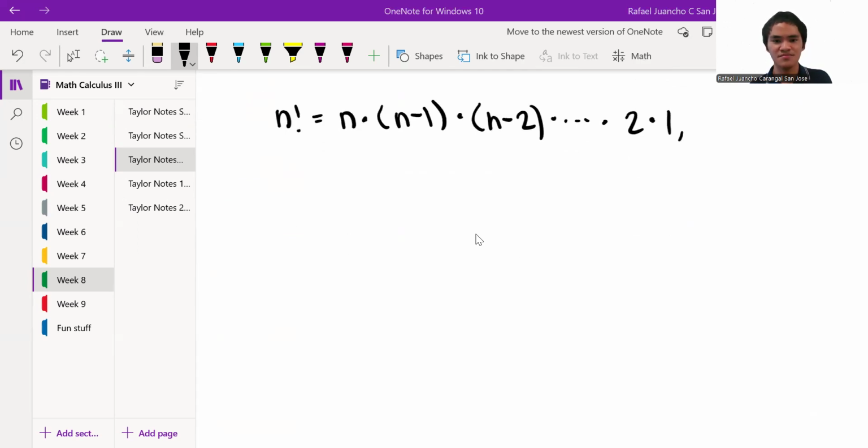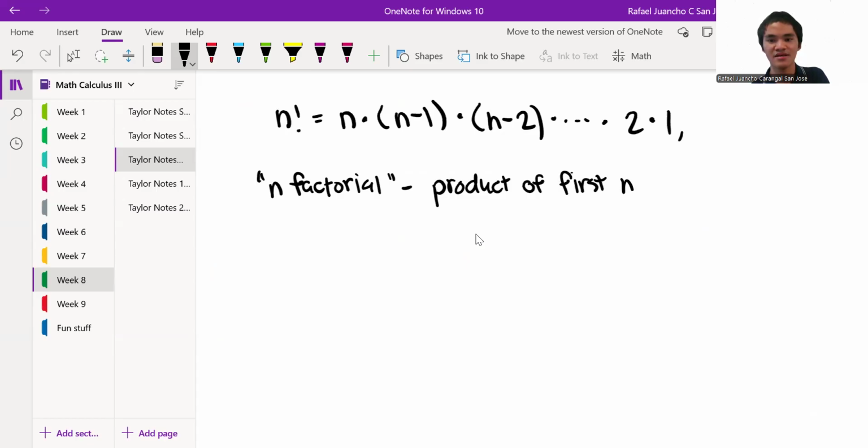And it's basically the product of the first n integers, right? So we call this idea n factorial. And it's the product of the first n integers, right?